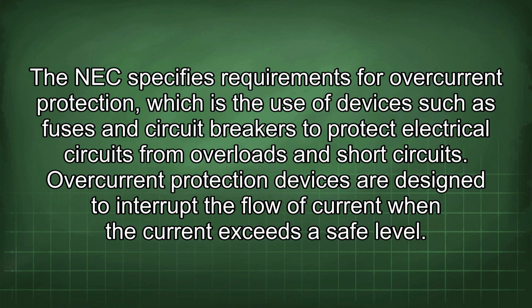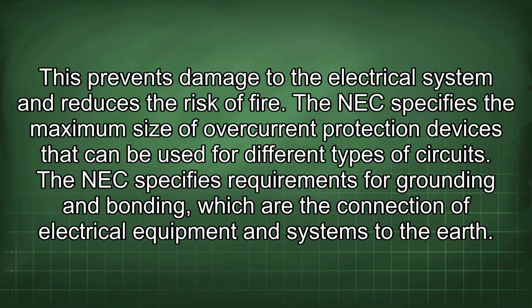The NEC specifies requirements for overcurrent protection, which is the use of devices such as fuses and circuit breakers to protect electrical circuits from overloads and short circuits. Overcurrent protection devices are designed to interrupt the flow of current when the current exceeds a safe level. This prevents damage to the electrical system and reduces the risk of fire. The NEC specifies the maximum size of overcurrent protection devices that can be used for different types of circuits.